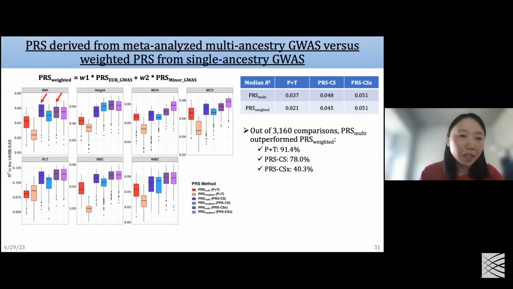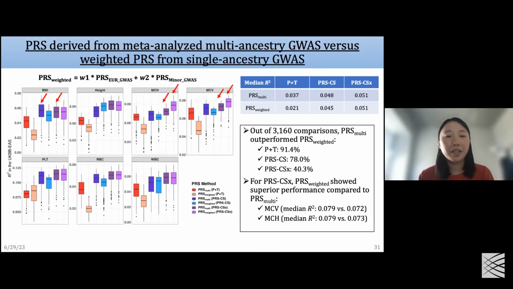For BMI, the PRCS actually performed better than PRCSX when using the PRS multi strategy. And also we found that for the PRCSX, for the 2 traits which are less polygenic, as I just mentioned, MCH and MCV, using the weighted strategy actually provided better results than the meta-analyzed strategy.